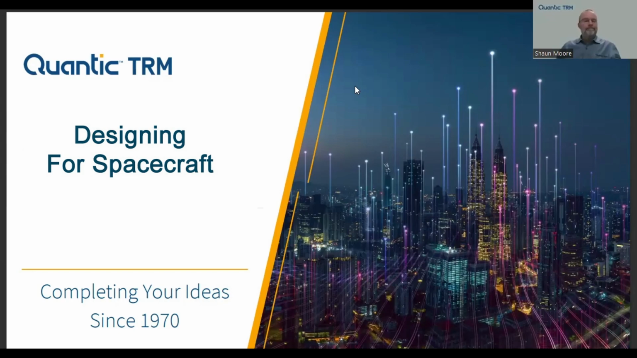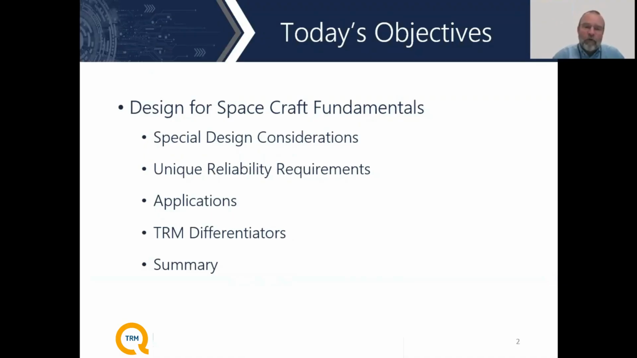Yes, thank you, Paul. So really today what we're going to talk about is what it takes that's unique about designing parts for spacecraft. And this is over and above the failure mechanisms that we spoke about last time of multipactor and corona failure. Today we're going to focus on some other special design configurations, some unique reliability requirements that spacecraft require. And then we're going to go into a few applications and TRM differentiators, and then we'll sum it up at the end.